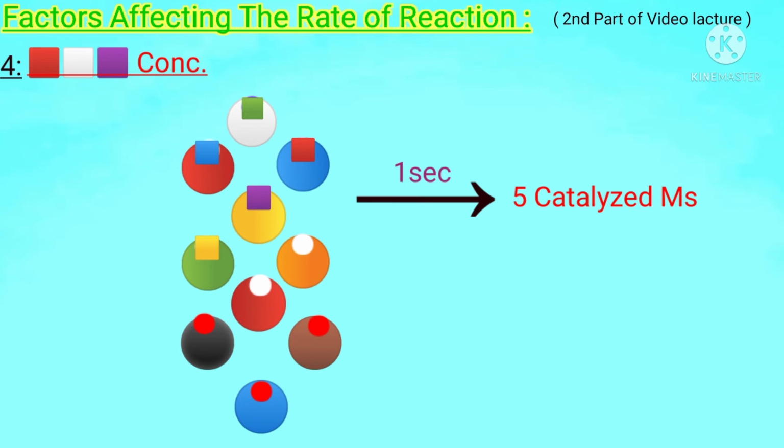After that, we have to increase the number of substrates. So if we add 3 more substrates, then these 3 substrates will occupy these 3 enzymes and the rate will be 5 plus 3, 8 catalyzed molecules. Students, we also still have 2 extra enzymes that have empty active sites. For their empty active sites, we will again add 2 more substrates. Now these 2 added substrates will occupy the 2 remaining enzymes' active sites, and after catalytic activity the rate will be 10 molecules in just 1 second.